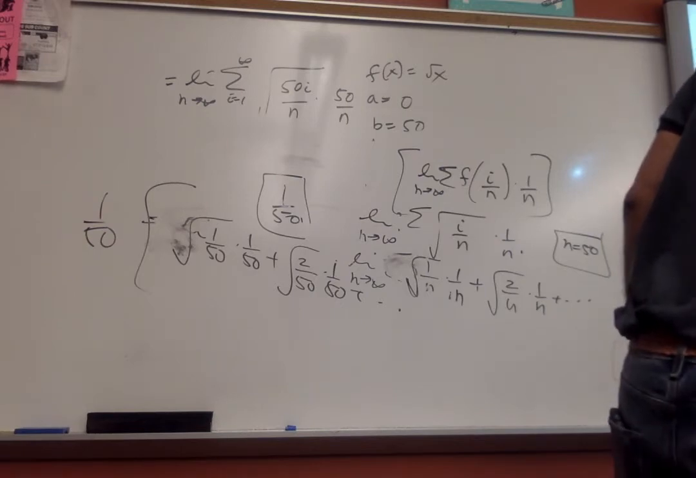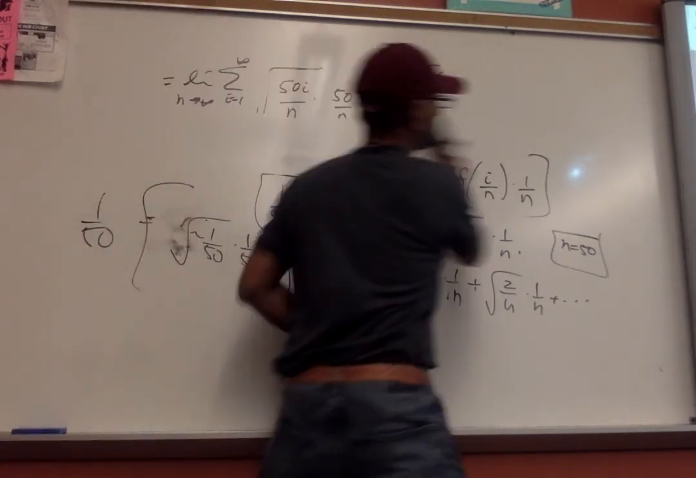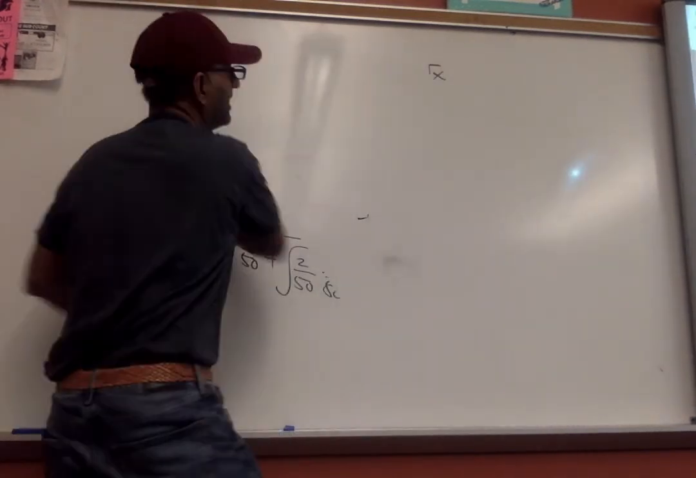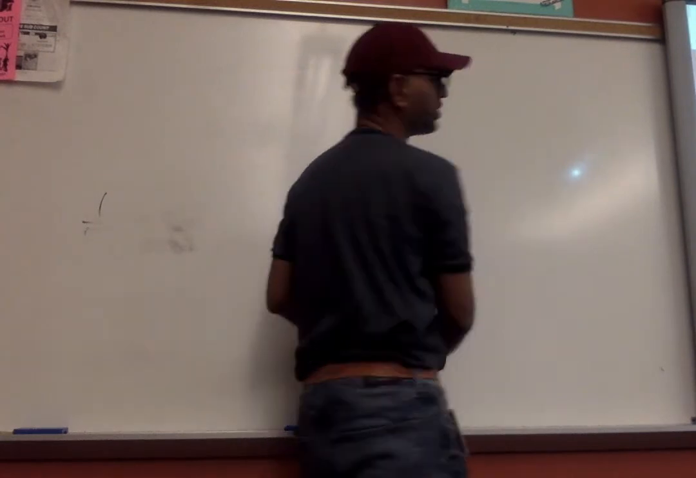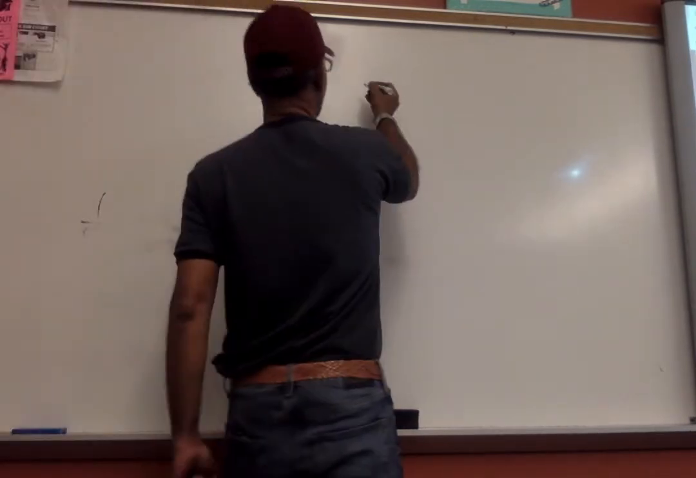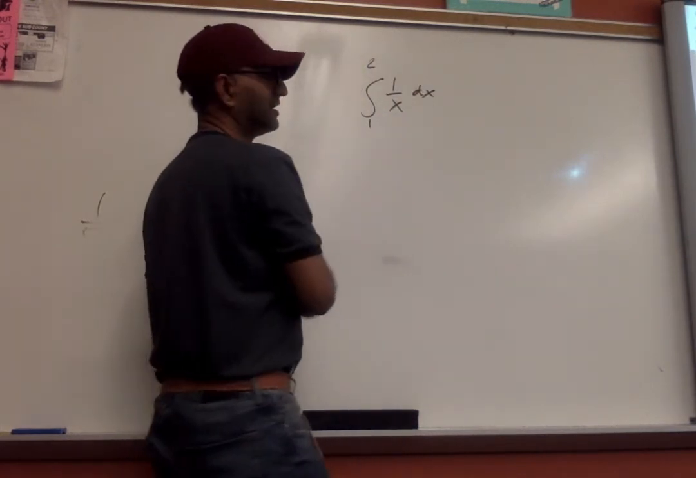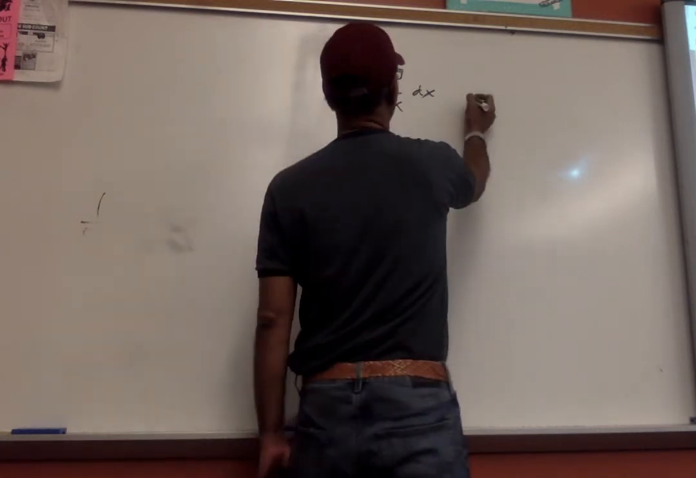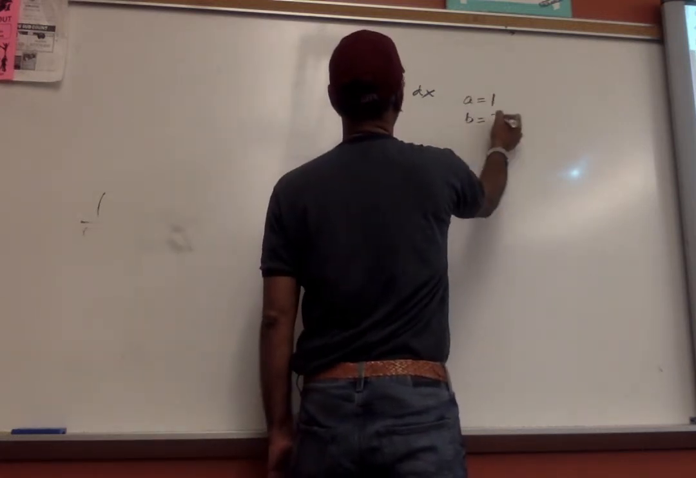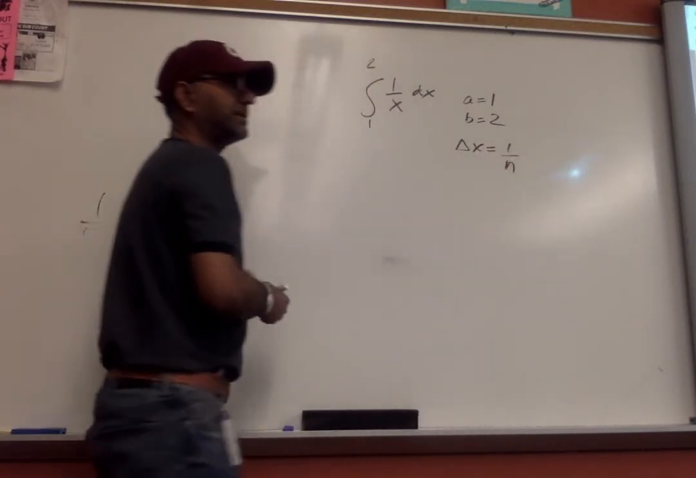Okay, so let's go back to this one. Let's do this one, please. I'm going to just show you how to work out choice A. So I just want you to write the expression, and I'll pick it up 2 steps later. So it says integral 1 to 2, 1 over x dx. So we can be faster. A is 1, B is 2, therefore delta x is B minus A over n, that is 1 over n.